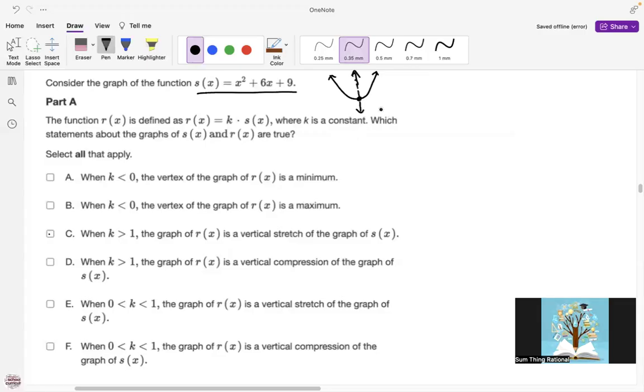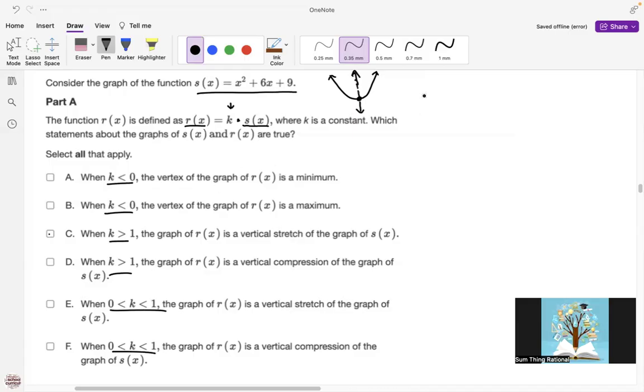So you can find several features. You can find the y-intercept, you can find the x-intercept, many things you can find, but we don't need them. So here is the question. It says r of x is obtained by multiplying s of x by a k value. Okay. So in each choice, they identify the k. When k is a negative number, less than 0, when k is bigger than 1, when k is between 0 and 1, what is going on and what kind of new function do we have, okay?